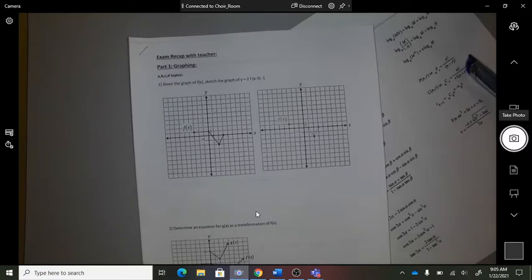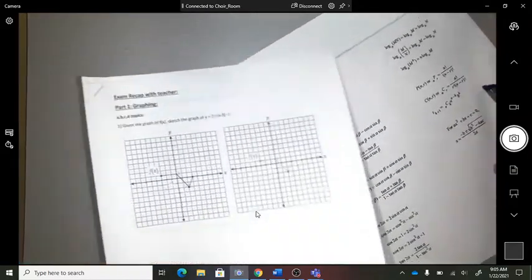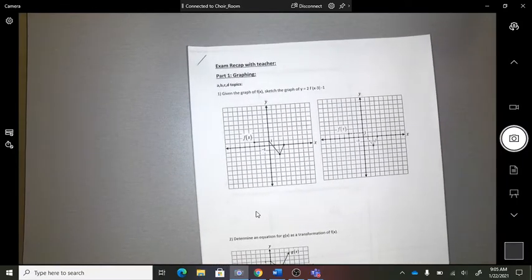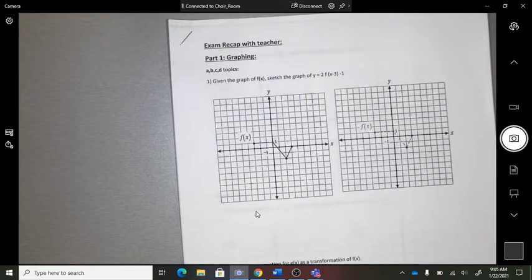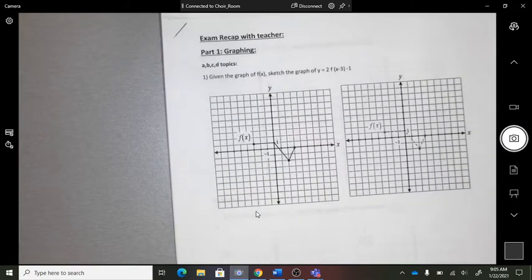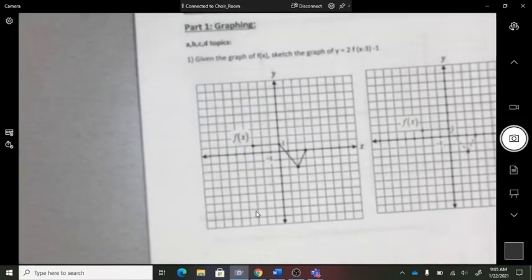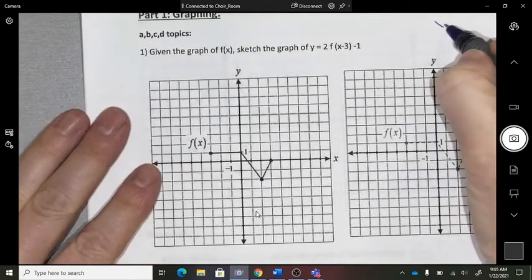So day one of your exam is all of the graphing topics. The first graphing topic is all those ABCD transformations. Do you remember that A can do a vertical stretch or a vertical compression, B a horizontal stretch or compression, C shifts left or right horizontally, and D shifts up or down. Okay, the most important thing to remember with ABCD is this.